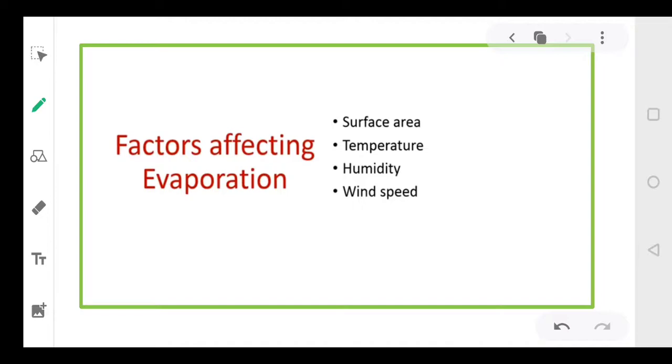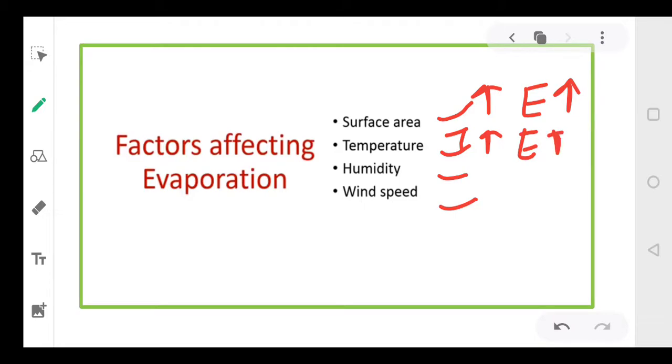Now the factors that affect the evaporation. So surface area, temperature, humidity and wind speed. Okay, surface area, अगर हम surface area को increase करते हैं तो evaporation भी increase करता है. ठीक है, if surface area is increased, evaporation will also increase. अगर हम temperature को increase करते हैं, evaporation भी increase करता है. अगर हम विंड को इंक्रीज़ करते हैं, इवेपोरेशन इंक्रीज़ करता है.